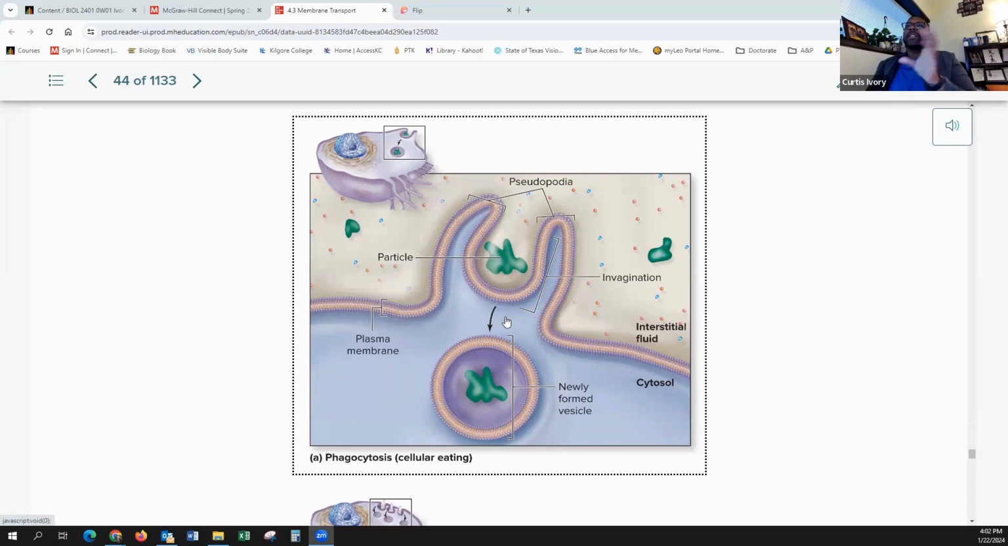So if you look here, when the cell membrane detects that this particle is not supposed to be in the body, that plasma membrane starts to fold around it and makes its own vesicle. And then that vesicle is going to start releasing lysozymes and enzymes that start breaking this down, which is referred to as cellular eating.